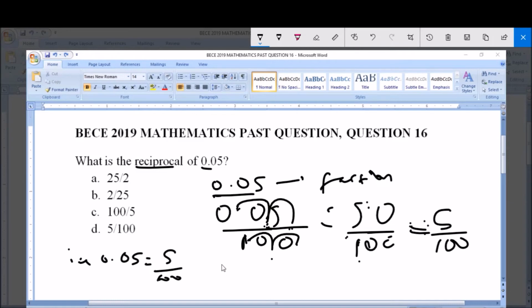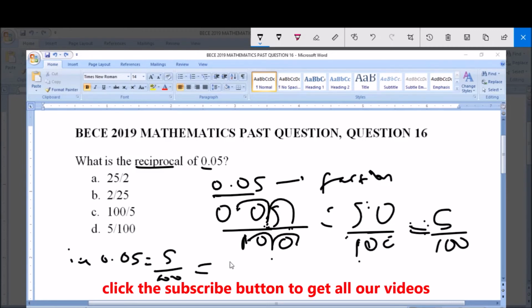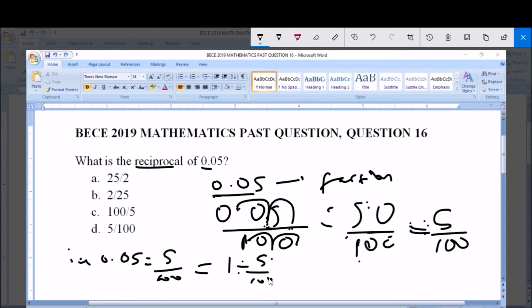Now, whenever you are asked to find the reciprocal of something, it simply means that you divide 1 by that number. That's just what it means. So to find the reciprocal of 5 all over 100, we have to divide 1 by 5 all over 100. We divide 1 by 5 over 100, and this simply means 1 all over 5 over 100.